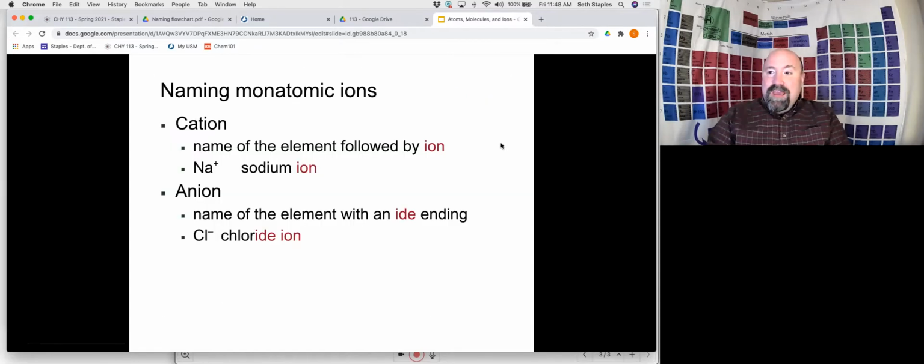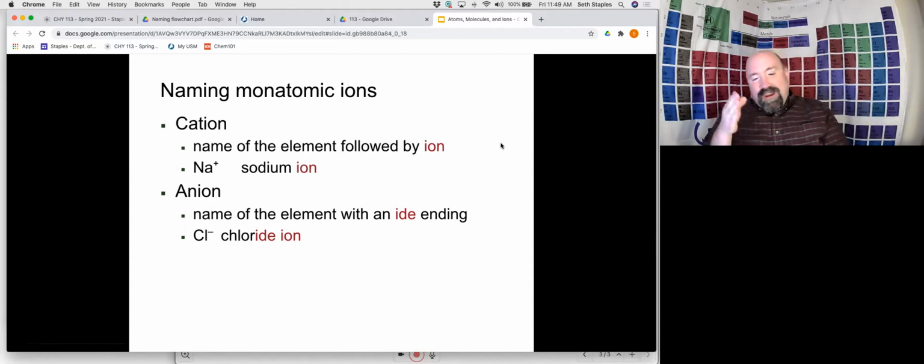When we're naming ions, when it comes to a cation, positively charged, all we do is use the name of the element followed by the word ion. And so Na+ would be referred to as a sodium ion. Mg2+, magnesium ion, Al3+, aluminum ion, and so forth.